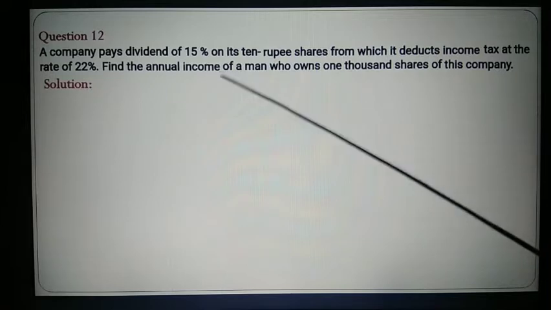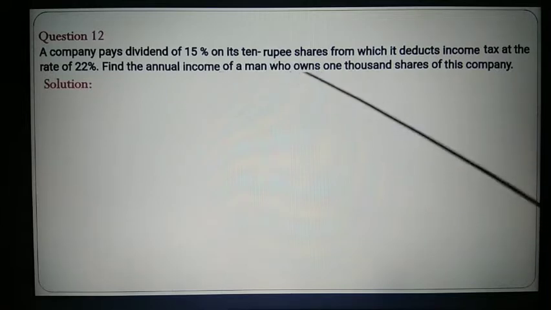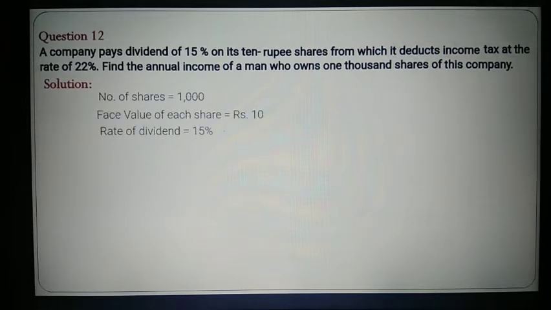So you need to find the annual income of a man who owns 1000 shares of this company. That means the number of shares is given to be 1000, right? So it's like the earlier problem. The number of shares is given, face value is given, rate of dividend is given. Find the annual income, find how much tax is paid, and after that you'll find how much is the net income. Okay, so complete the sum by yourself.